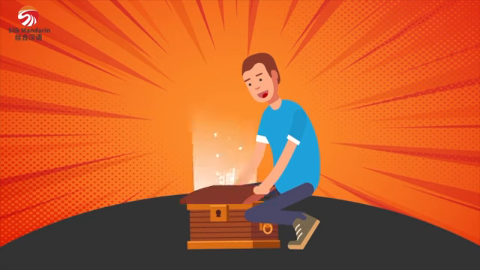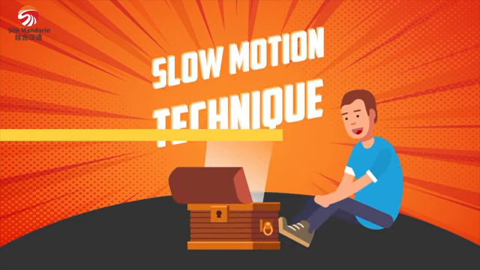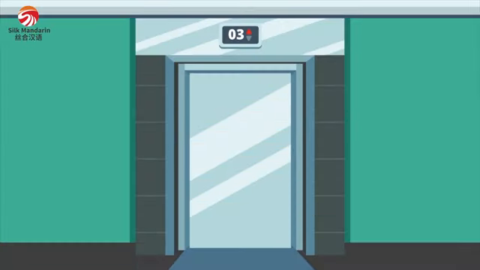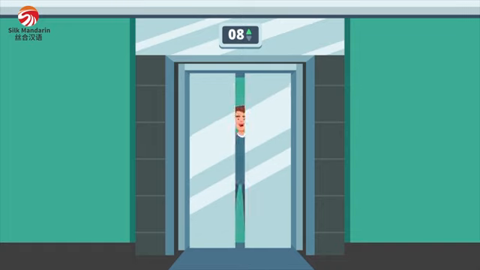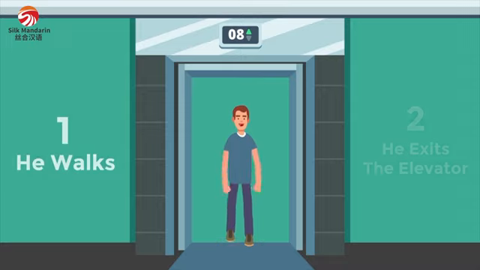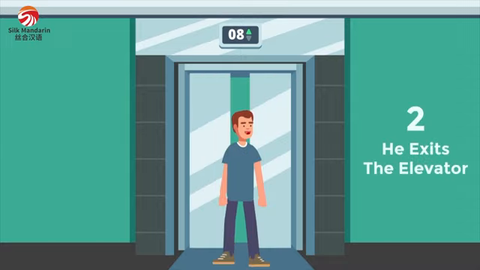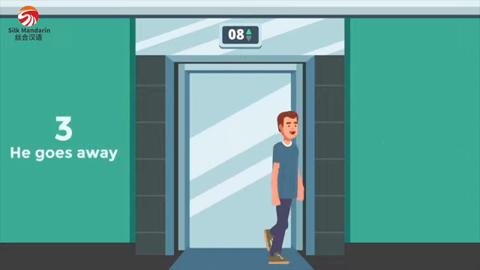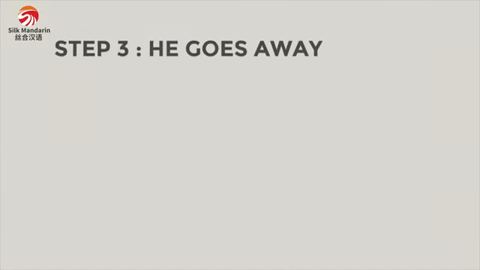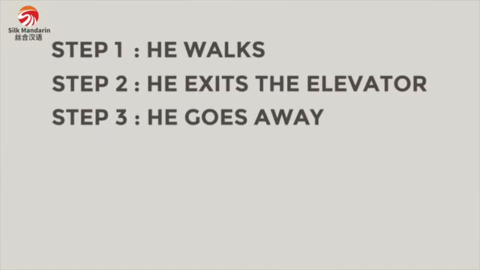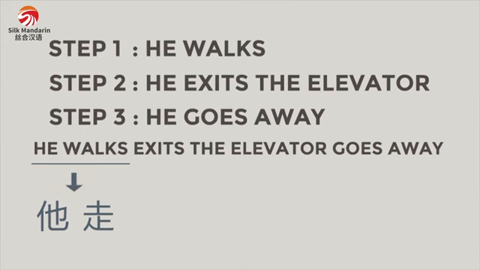We call it the slow motion technique. Imagine the scene we presented as if it were a scene in a movie playing in slow motion. That's all. Step 1, he walks. Step 2, he exits the elevator. Step 3, he goes away. Now combine these 3 steps together and we have the perfect Mandarin sentence.